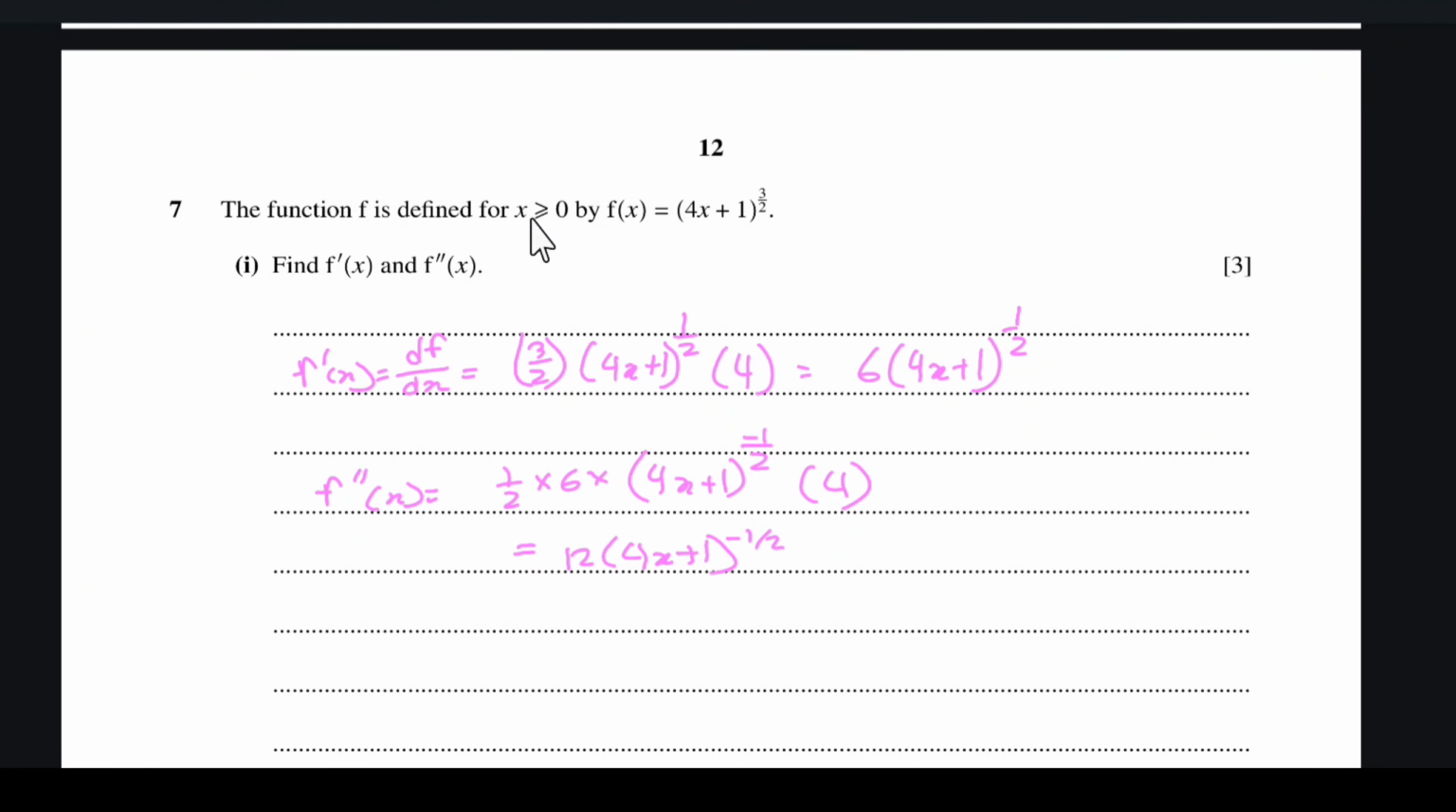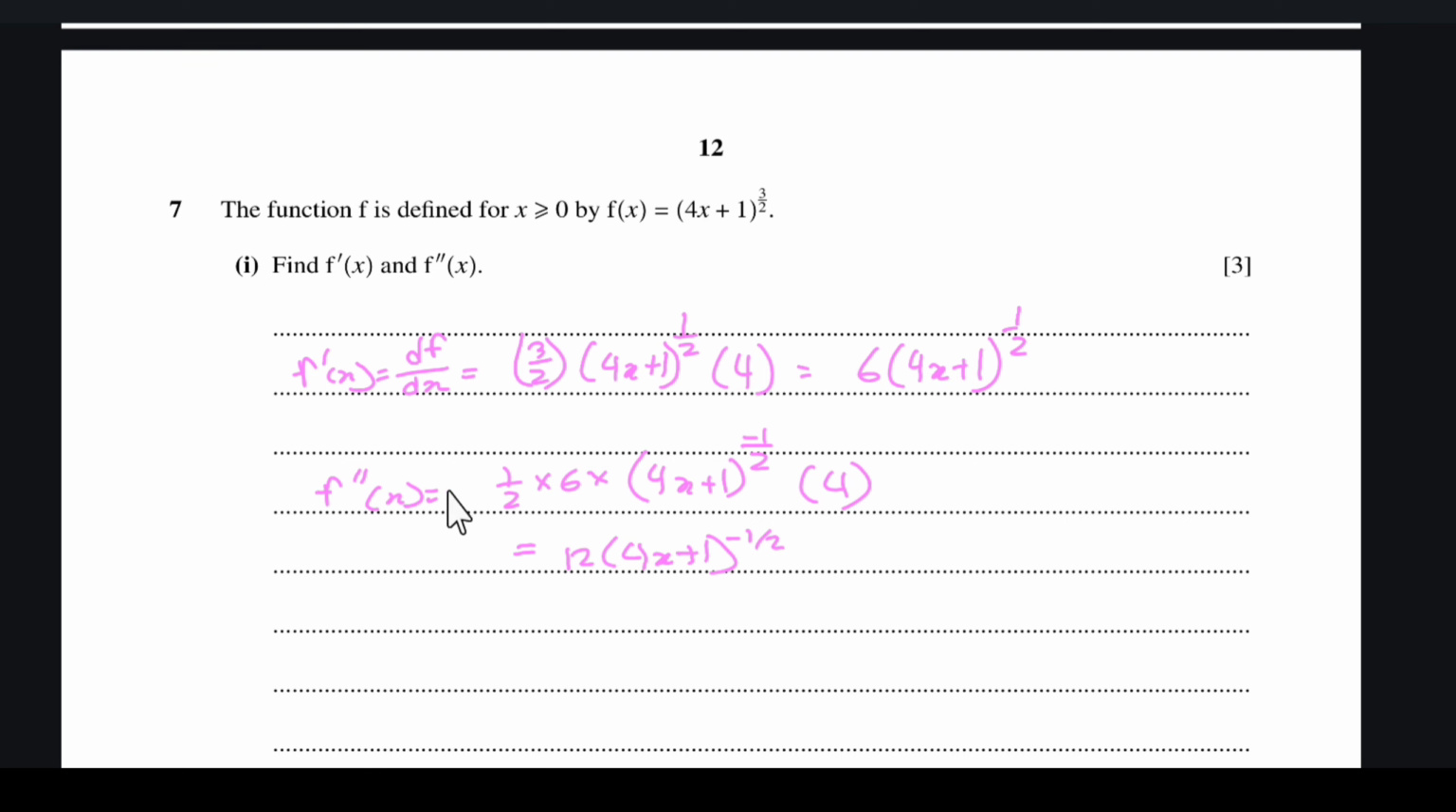The function f is defined for x greater than 0 by f of x equal to this expression. Find f prime of x and f double prime of x. This is the prime, not an inverse. That means prime is represented by df by dx. So df by dx comes to be, the power comes to the front, then the power minus 1, and since x is multiplied by 4, the 4 comes to the front. So f prime, that is df by dx, is 6 times (4x plus 1) to the power 1 by 2.